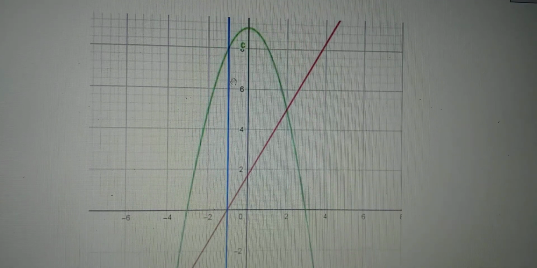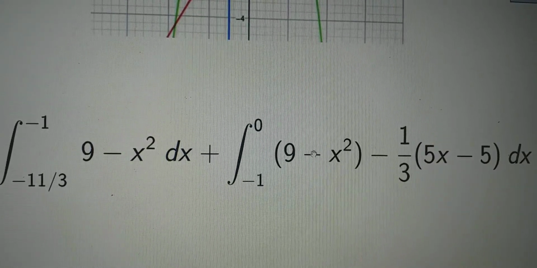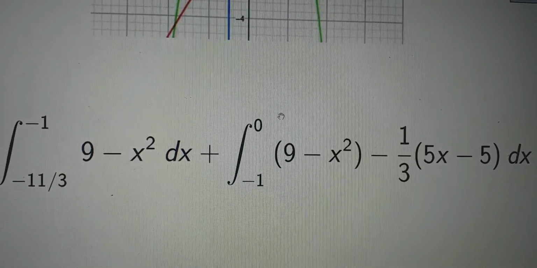And for the second part, if we look, the green curve is above the red curve, and this is from x equals minus 1 to x equals 0. So the area of this region is the integral from minus 1 to 0 of 9 minus x squared, in brackets, minus 1 over 3, 5x minus 5, in brackets, dx, and we can get the area of the region R.